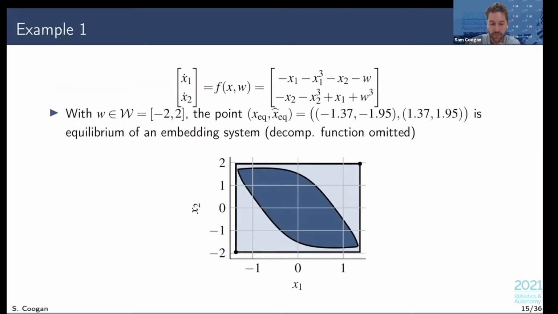This system does indeed have disturbance input W, and you can compute, for example, via numeric simulation, that the embedding system for this mixed monotone system, and I've omitted the decomposition function just due to space constraints, does indeed have an equilibrium. That equilibrium is approximately equal to numerically these points here. And if I were to compute simulations for this system, I could get a numerical approximation of the true smallest robustly forward invariant set. That's the darkly shaded region here. And indeed, the hyperrectangle defined by this equilibrium point contains this robustly forward invariant region as shown in this figure.